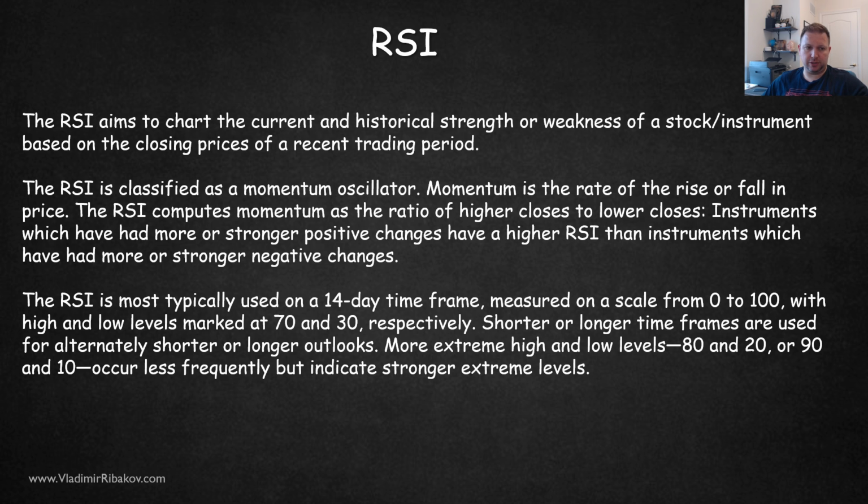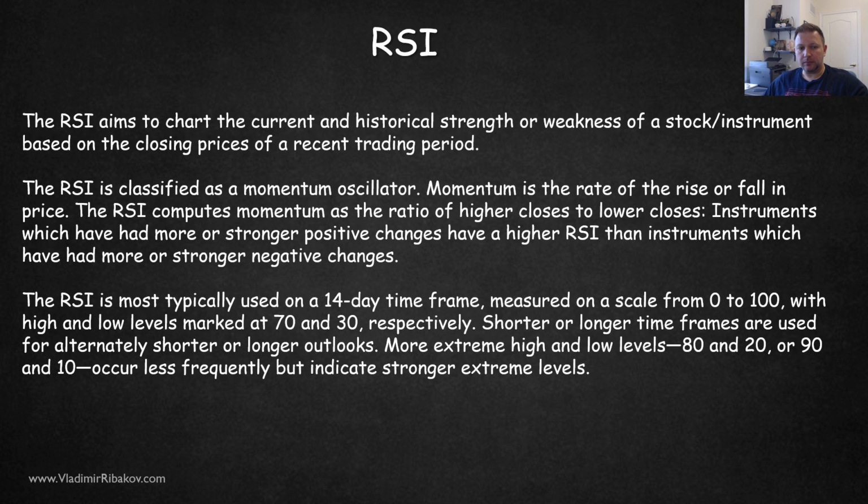negative changes. The RSI is most typically used on a 14-day time frame, measured on a scale from 0 to 100, with high and low levels marked at 70 and 30 respectively. Shorter or longer time frames are used for alternatively shorter or longer outlooks. More extreme high and low levels are 80 and 20, or even 90 and 10, which occur less frequently but indicate stronger extreme levels and prices.